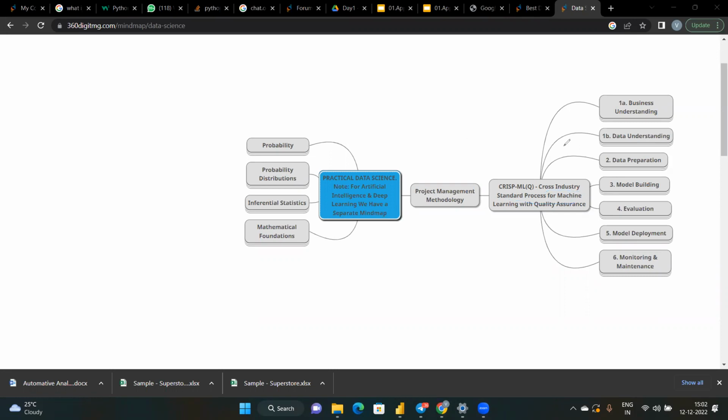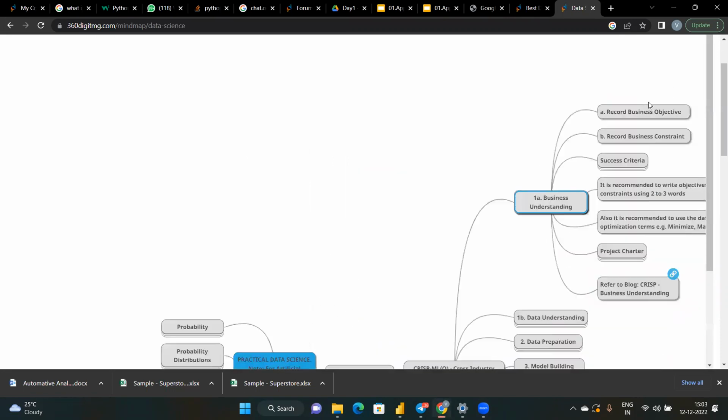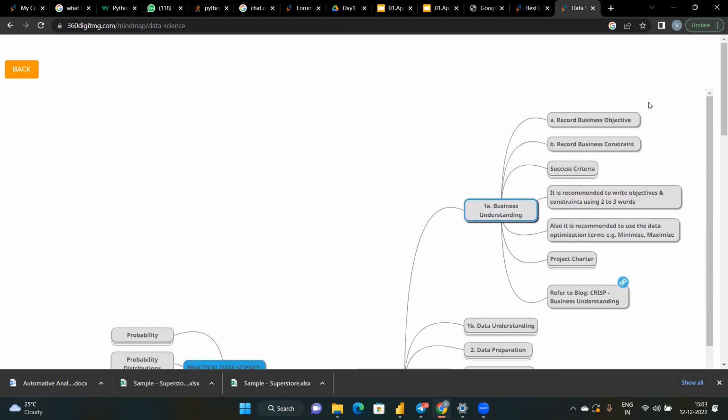So we have different types of methodologies. As I said, data preparation, we're going to see it. But the first thing I have to explain to you is the CRISP-ML(Q) methodology. So, business understanding. What is this business understanding? What is recording the business objective? What is recording business constraints? What is the success criteria? How are we going to recommend writing objectives, right?